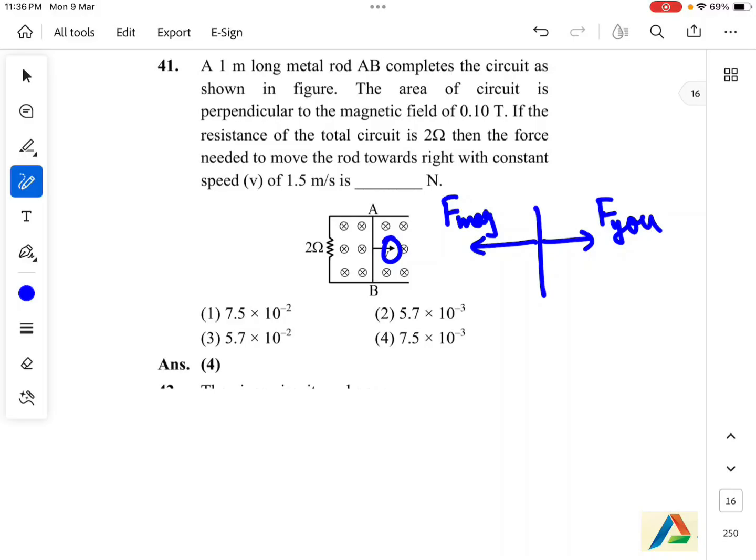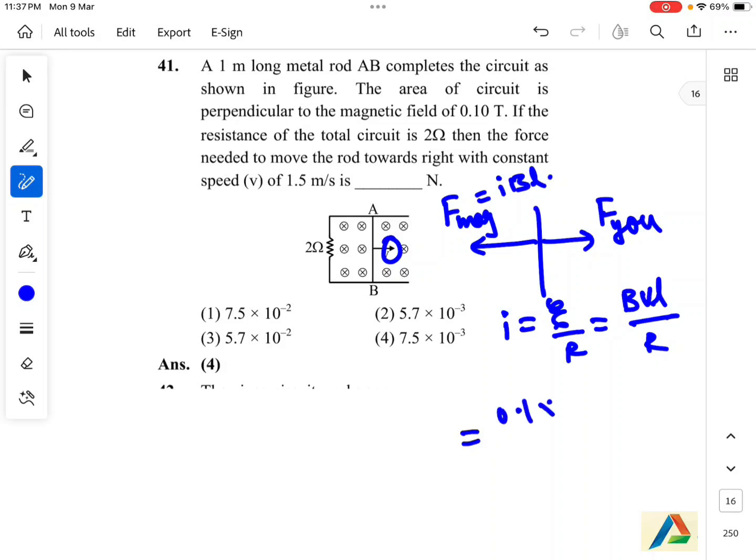So what force is the magnetic field applying? IBL. So how do you get I? That is EMF by resistance. That is BVL, the motional EMF, by R. Or you can take d phi by dt by R also. It doesn't matter, both will give you the same answer. So B is what? 0.1 multiplied by V, which is 1.5. L is 1 again. Divided by resistance R, which is 2. So do the calculations. You will get 3 by 4, 0.75 here.